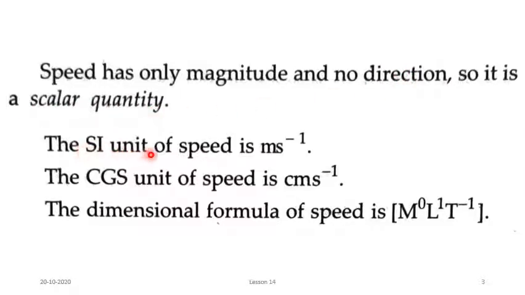The SI unit for speed is meter per second. The CGS unit of speed is centimeter per second. And the dimensional formula of speed is M to the power 0, L to the power 1, T to the power minus 1. Now let us discuss about different types of speed.